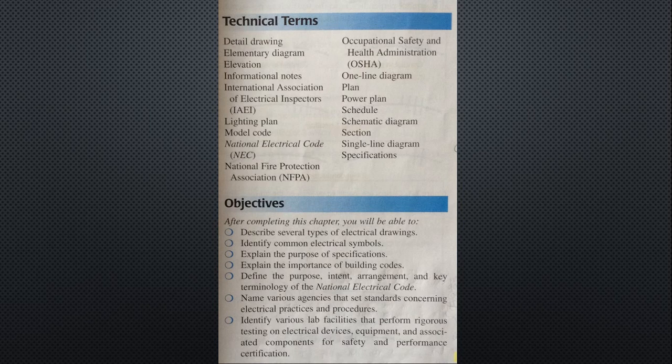The objectives for the chapter are to describe several types of electrical drawings, identify common electrical symbols, explain the purpose of specifications, explain the importance of building codes, define the purpose, intent, arrangement, and key terminology of the National Electrical Code, name various agencies that set standards concerning electrical practices and procedures, and finally identify various lab facilities that perform rigorous testing of electrical devices, equipment, and associated components for safety and performance certification.